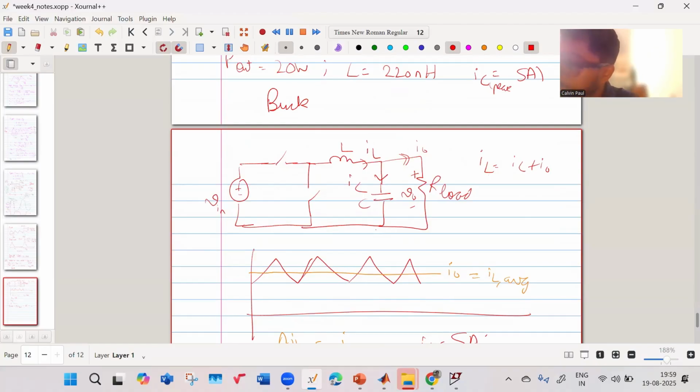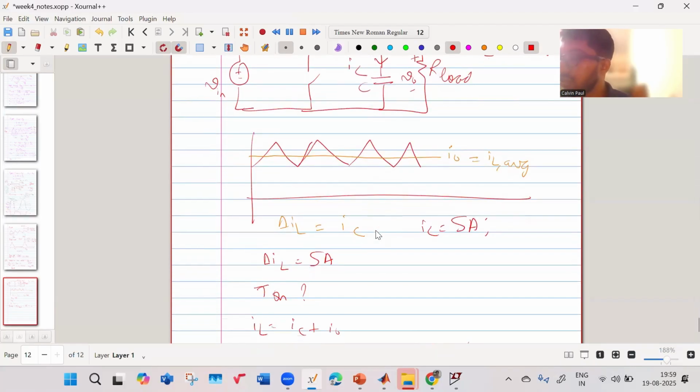Sir, then IC delta IL is 5 or 10? Oh, your delta IL is 5, right? Because capacitor current peak is 5 ampere. So peak is delta IL by 2. Sorry. Let me drop this part.